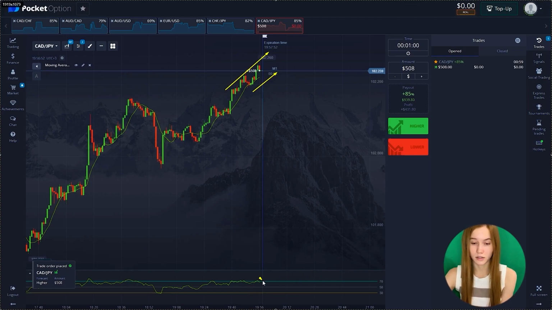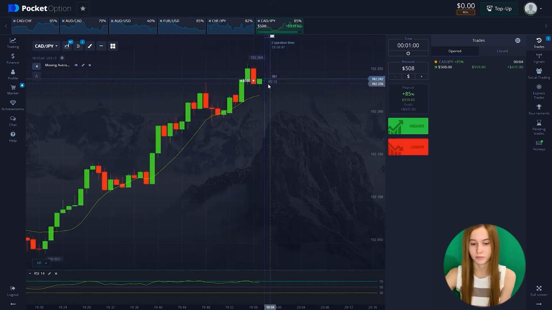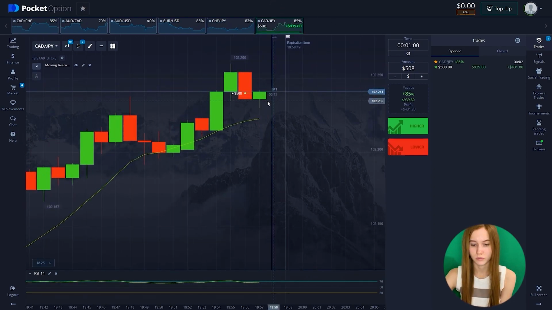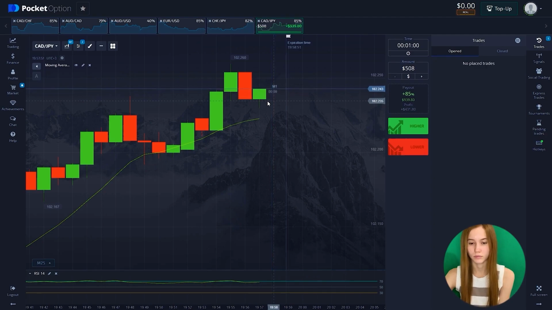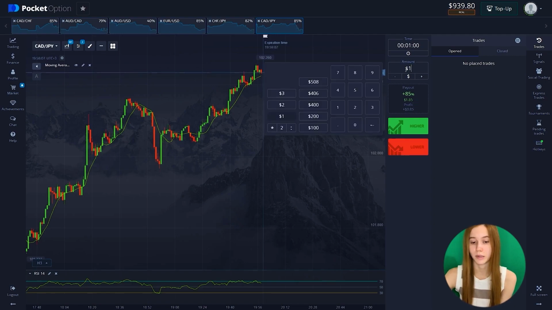Yes, on our side, we still experience a slight drawdown due to the red candle, but we near the overbought zone, so we continue to grow. 6 seconds left. Good. Our profit is $430. Almost $1,000 on our balance.